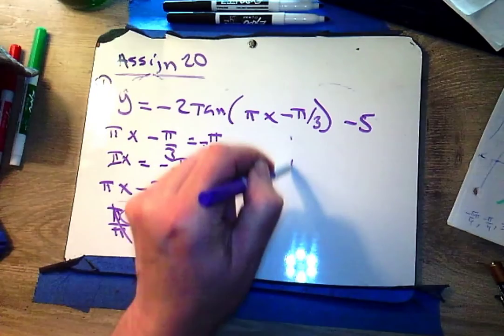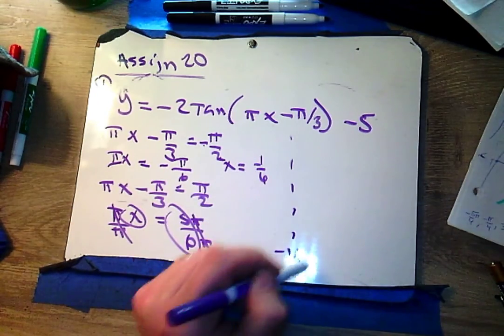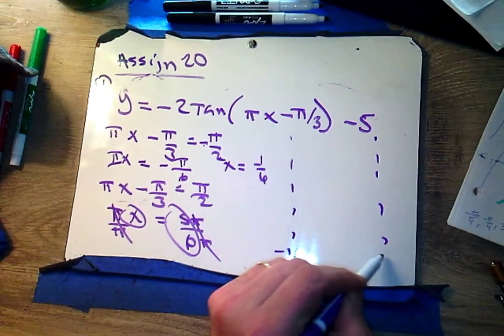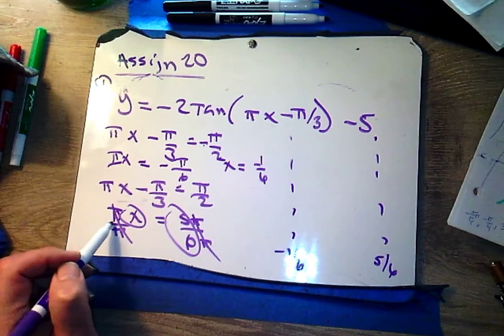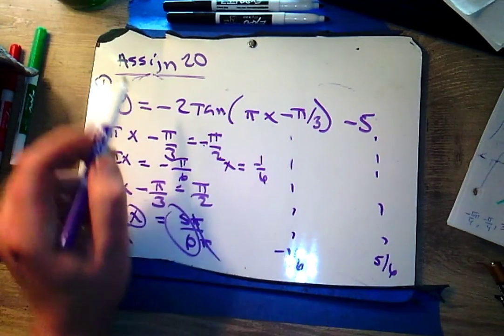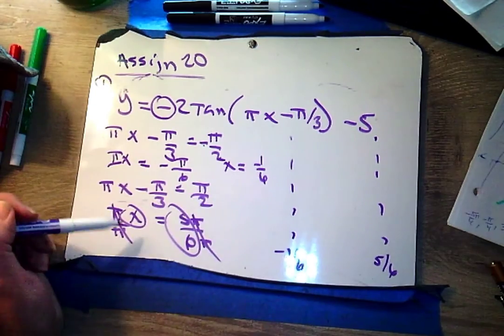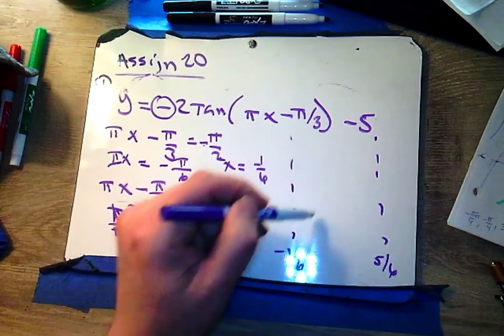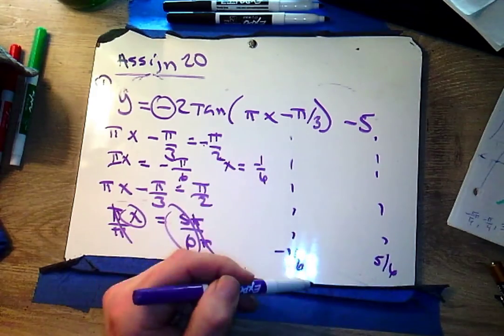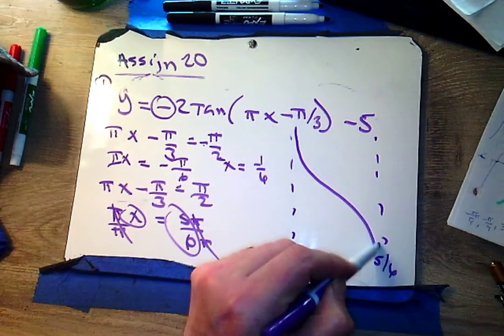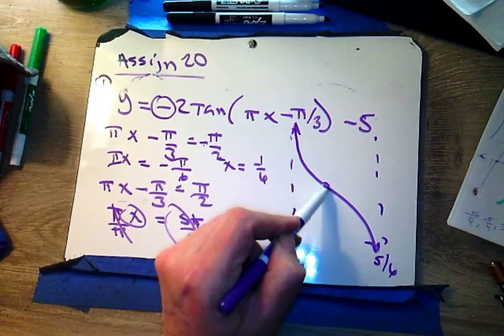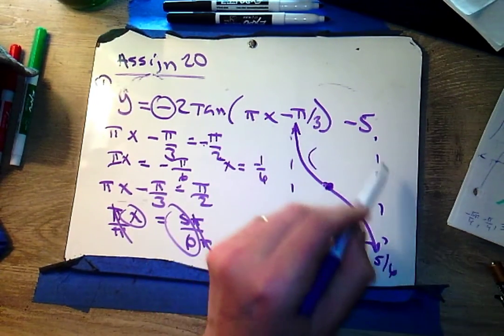Okay, so I have a vertical asymptote here at negative 1/6. Here at 5/6, I have a vertical asymptote. And then I'm doing negative tangent. Is this negative tangent? No, this is regular tangent. Negative tangent looks like that. And this inflection point is located where?